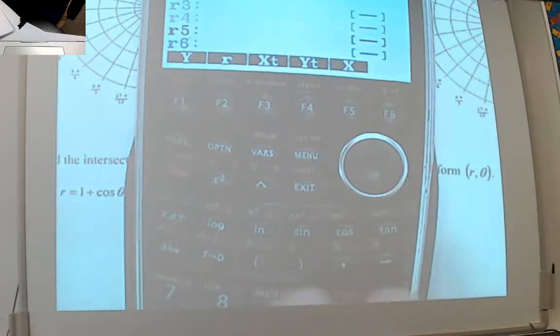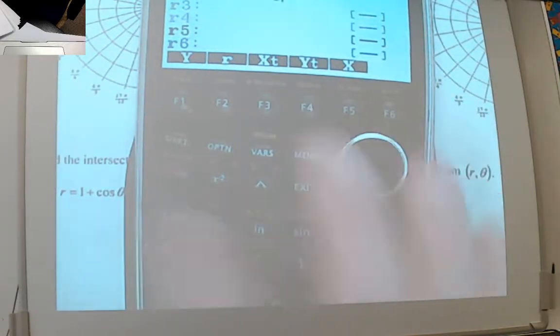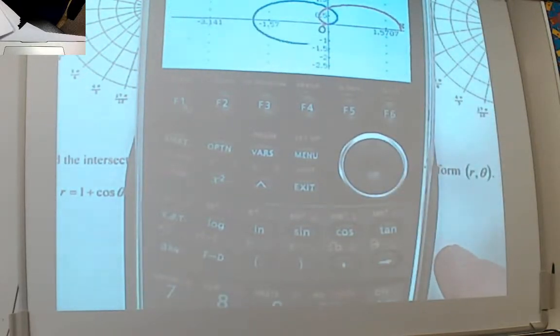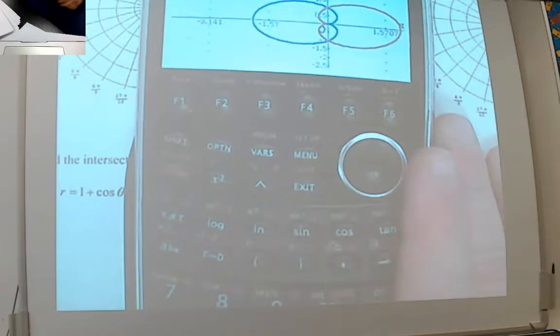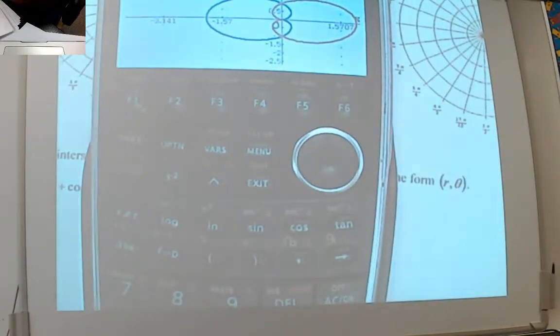What do I have? 1 plus cosine theta? Yeah, and then one minus. What if it's like 9? So there are the graphs. Here when I trace, I turned on my derivative button.